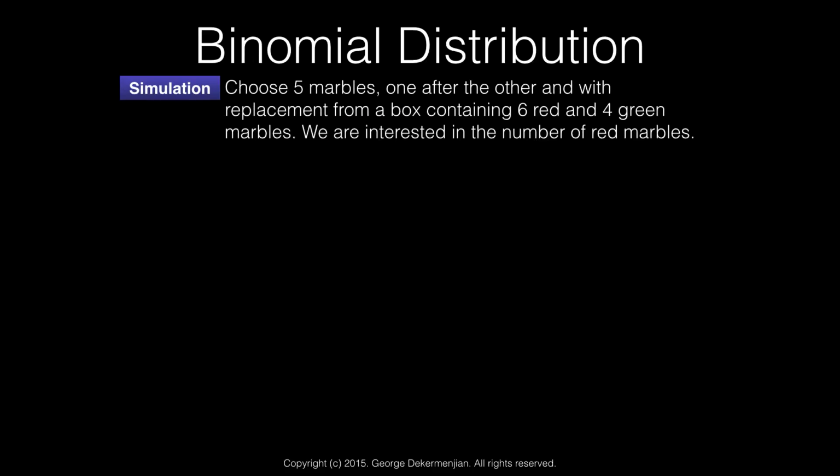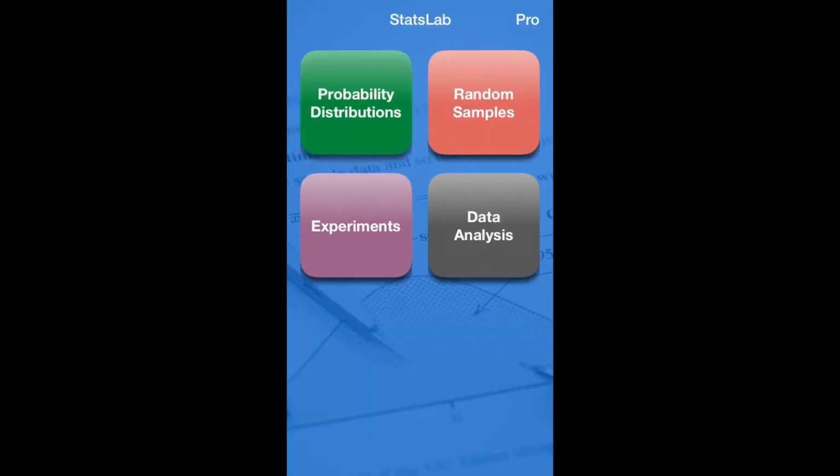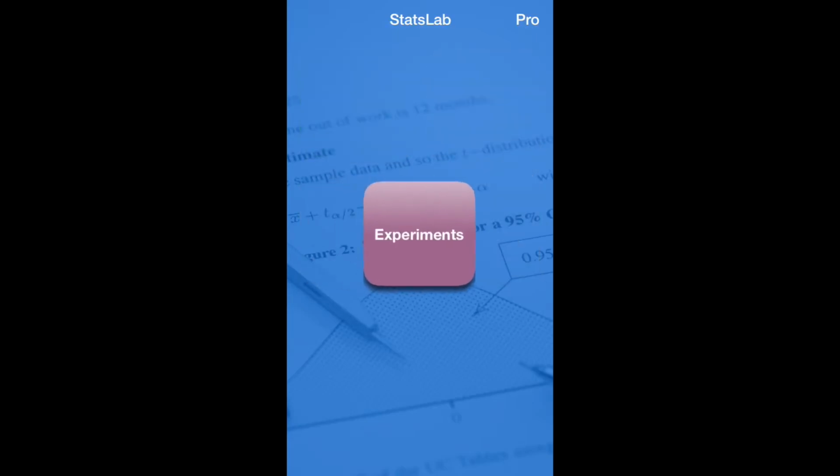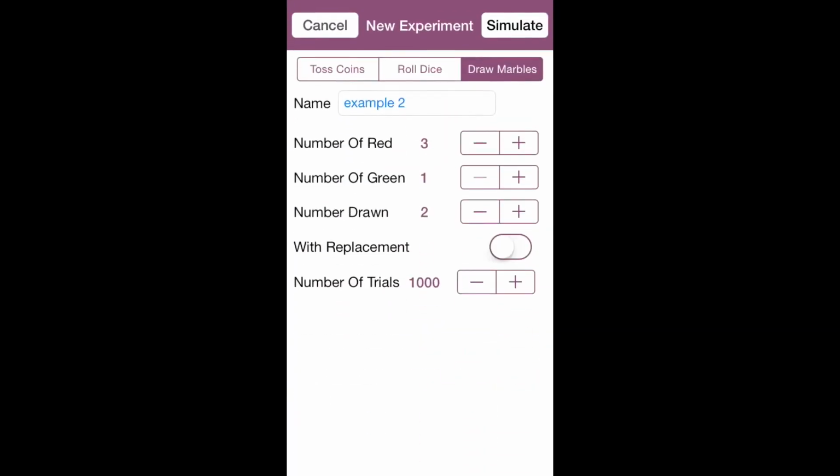Now for the second experiment, choose 5 marbles, one after the other, and with replacement from a box containing 6 red and 4 green marbles. We are interested in the number of red marbles. To run this simulation, again, we're going to go to Experiments, tap on a new experiment, call this example 2.